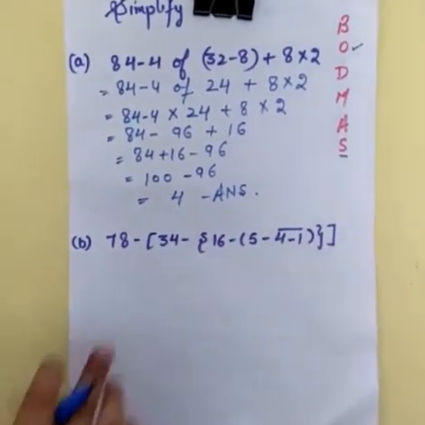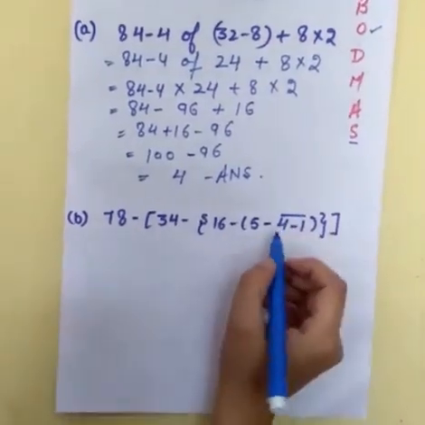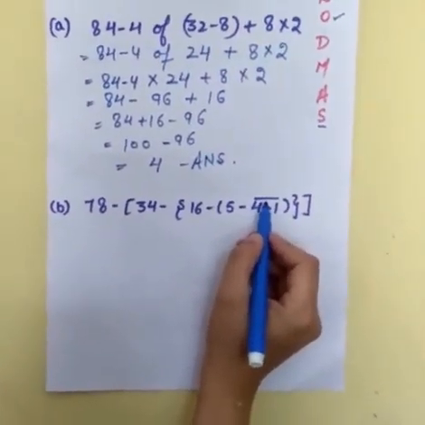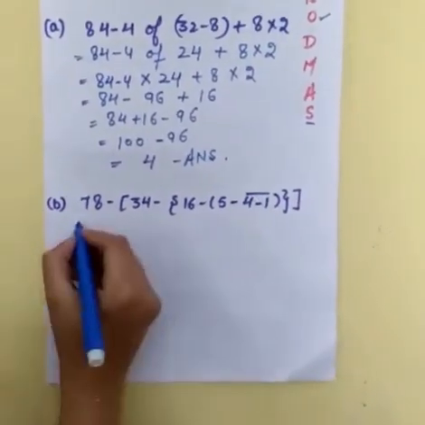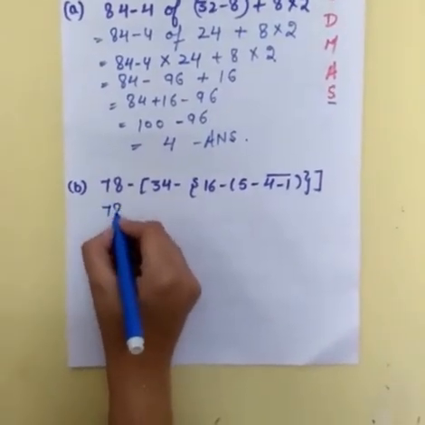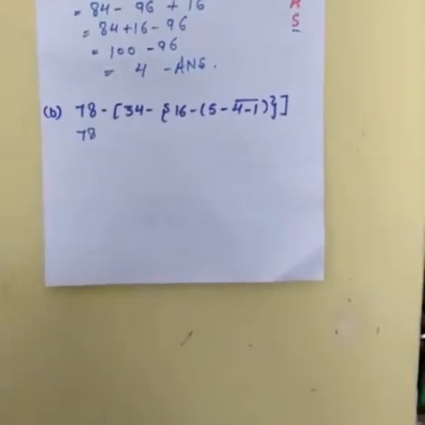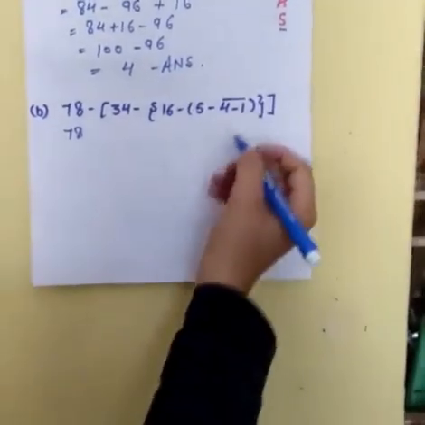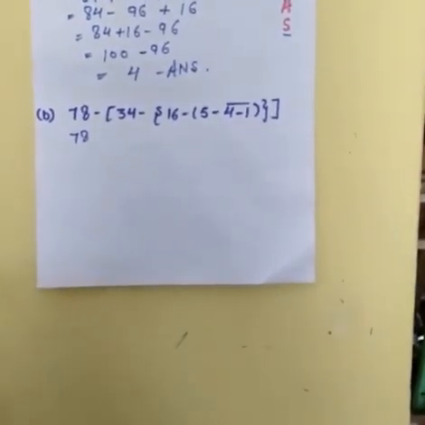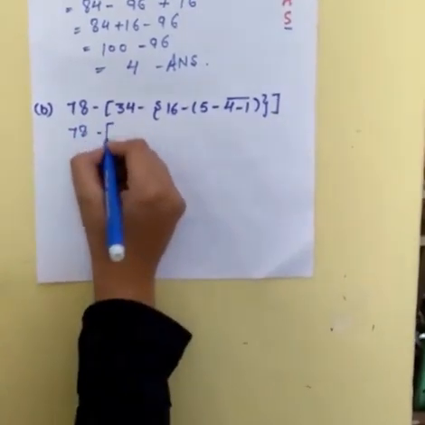Moving on to our next question. Here, see, here is vinculum. So firstly we will solve vinculum. See, next question, there is a bar bracket. So firstly we have to solve the bar bracket. So copy down the same.